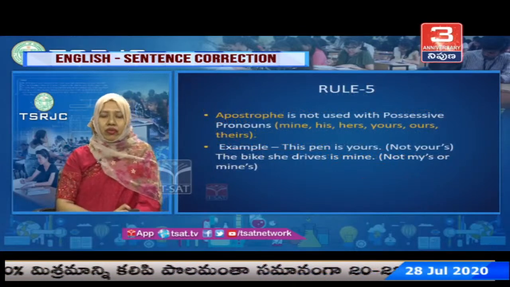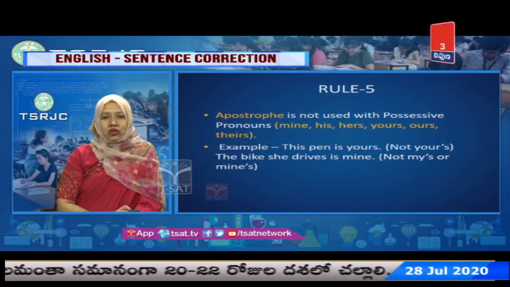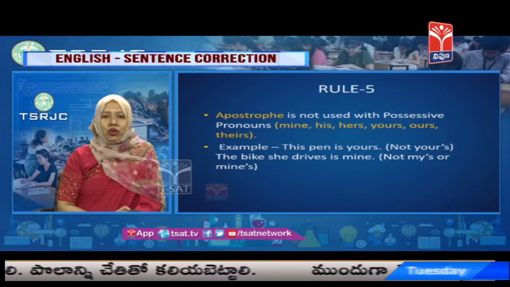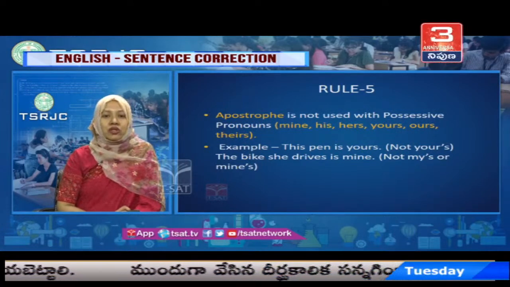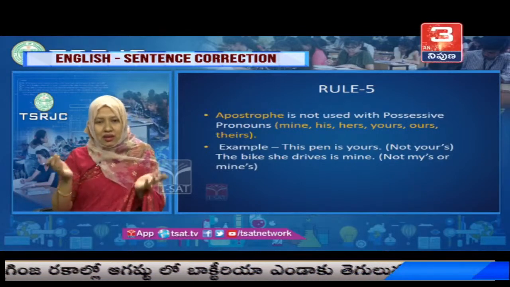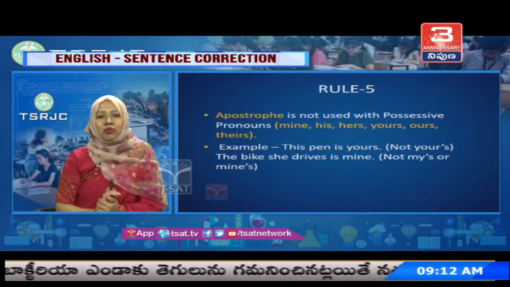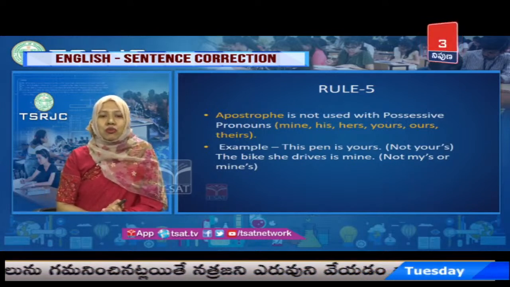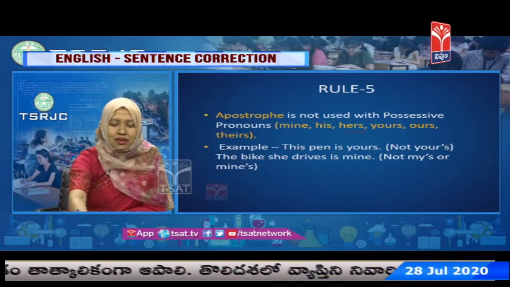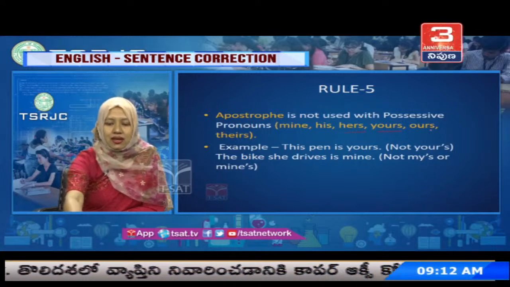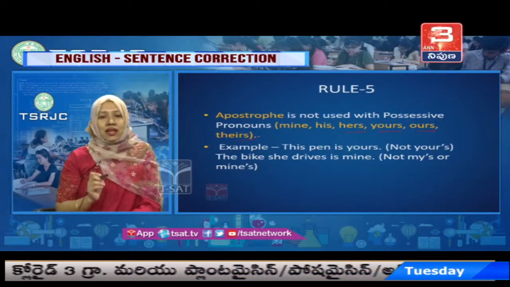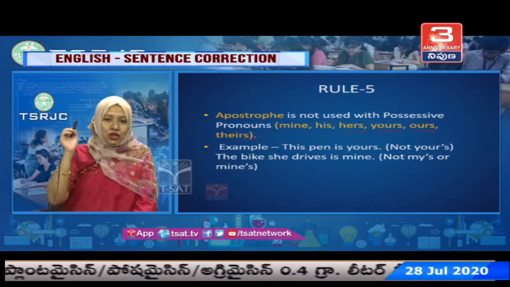Moving to the next rule: use of apostrophe. An apostrophe should not be used with possessive pronouns. Possessive pronouns like mine, his, hers, yours, ours, theirs. With these possessive pronouns, you can see at the end there is an s. Hers ends with s, yours ends with s, ours ends with s, theirs ends with s. Because there is an s, you should never think there should be an apostrophe.